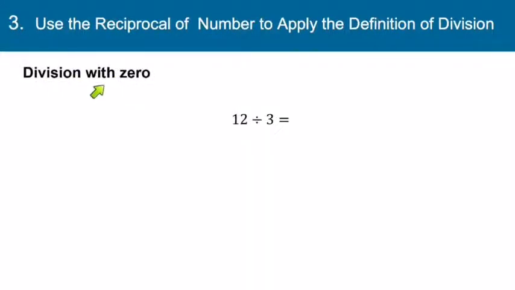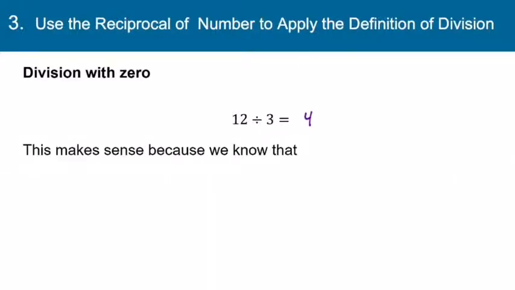Now let's think about division with 0, and we're going to start out by looking at a problem that does not contain a 0. So here we've got 12 divided by 3. Of course, we know that 12 divided by 3 is 4. And this makes sense because we also know that 3 times 4 is 12. You know that multiplication and division are opposites. So if 3 times 4 is 12, that means 12 divided by 3 has to be 4.